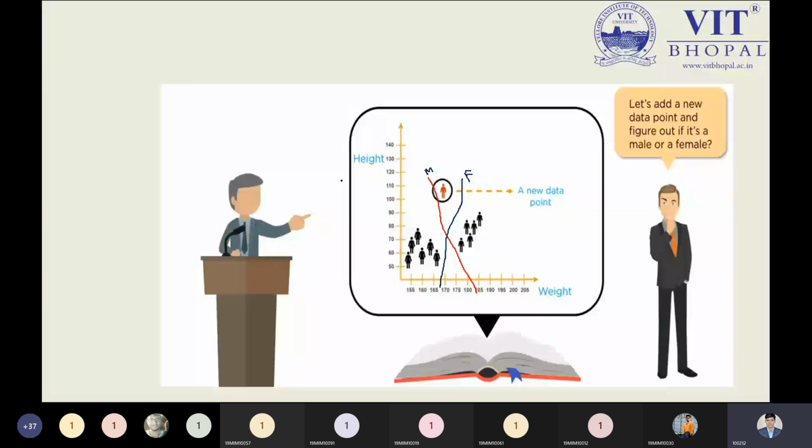Based on the decision boundary, we can classify. Classification can be completed by the decision boundary. Am I right? Just tell me yes or no. Yes, sir. Of course. If I'm choosing the M decision boundary, we can say it is male, and if I'm choosing the F decision boundary, I can say this is female.